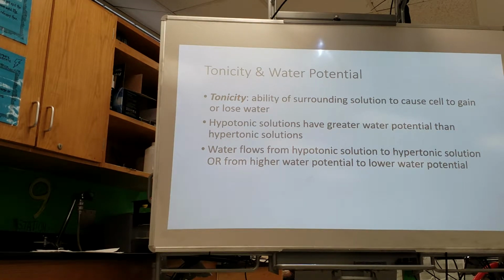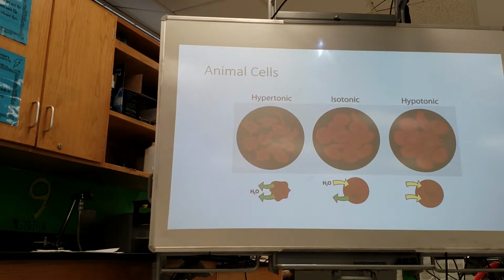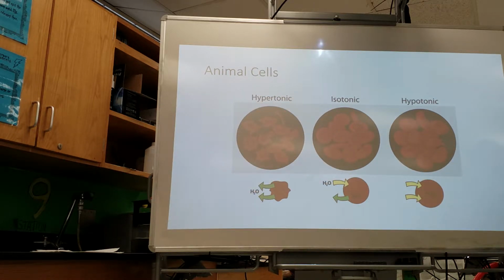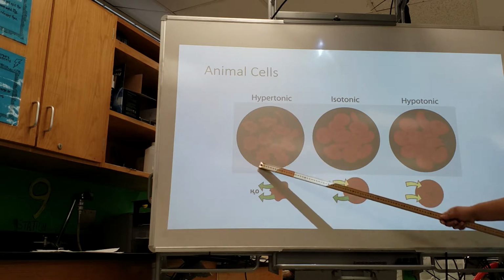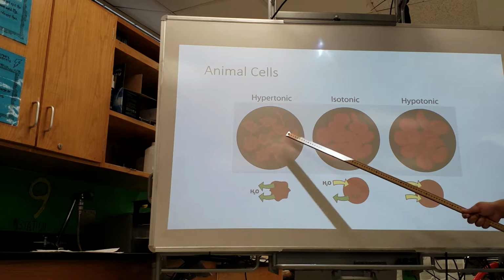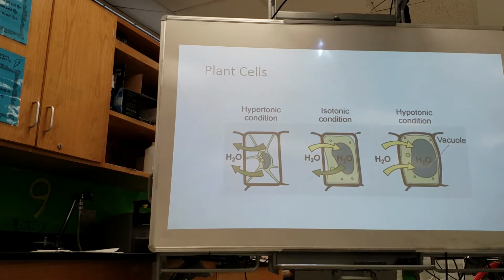And this relates to the different hypotonic, hypertonic, isotonic solutions, because water is going to go from an area of higher water potential to an area of lower water potential. You can see that here. More solute outside the cell, lower water potential, less solute inside the cell, higher water potential. So water is going to move from the inside of the cell, where there's higher water potential, to the outside of the cell, where there's less water potential.